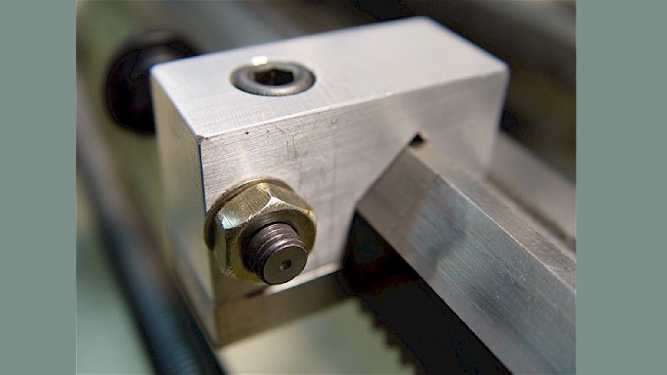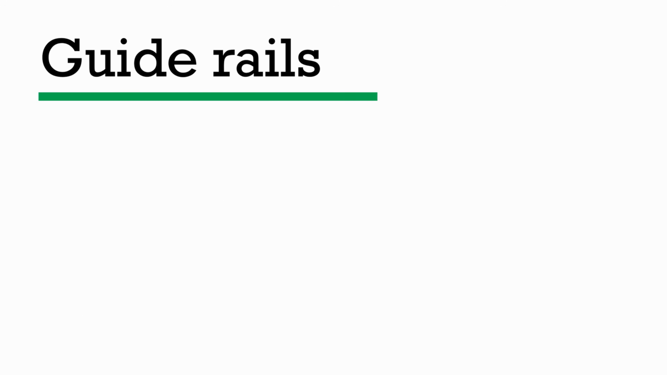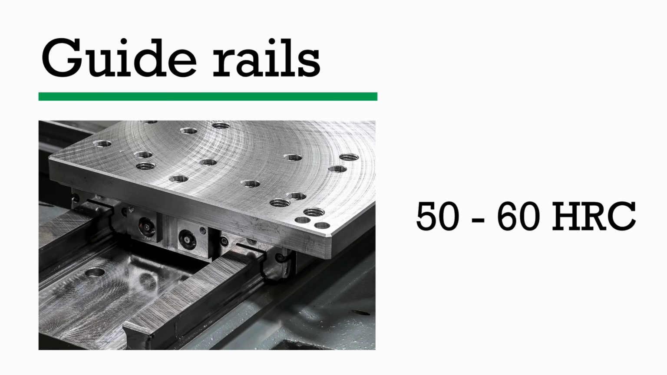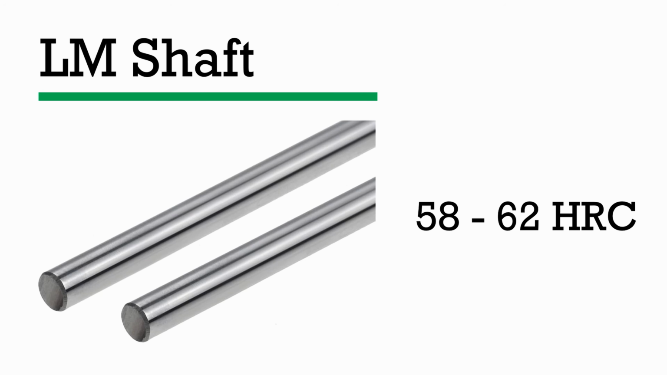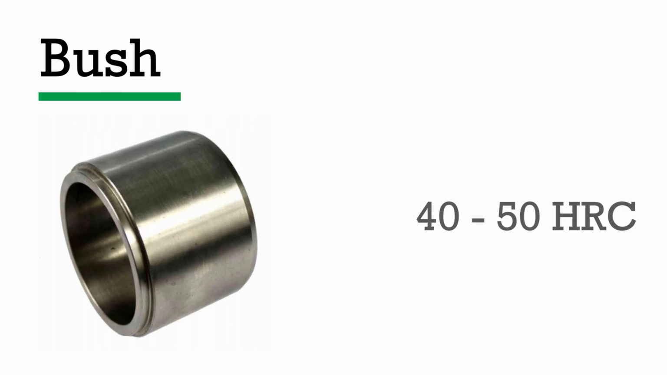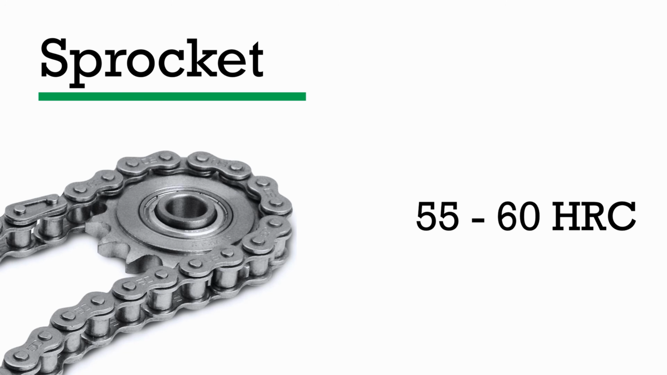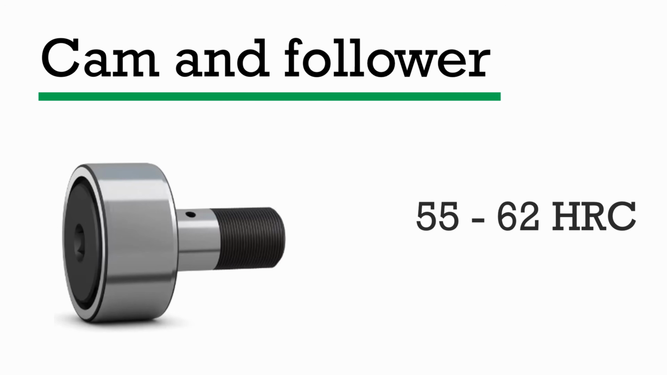Now, for the sliding components, we also need a high level of hardness to minimize wear, because a little wear of material can disturb the accuracy of the sliding rails. So for sliding rails, 50 to 60 HRC, for LM shaft 58 to 62 HRC, for ball bearings 58 to 65 HRC, for steel bushings 40 to 50 HRC. Now, for the gears and splines, 58 to 62 HRC on the teeth. For the sprocket, 55 to 60 HRC, and for cam and follower, 55 to 62 HRC. This is for miniature cam and follower.